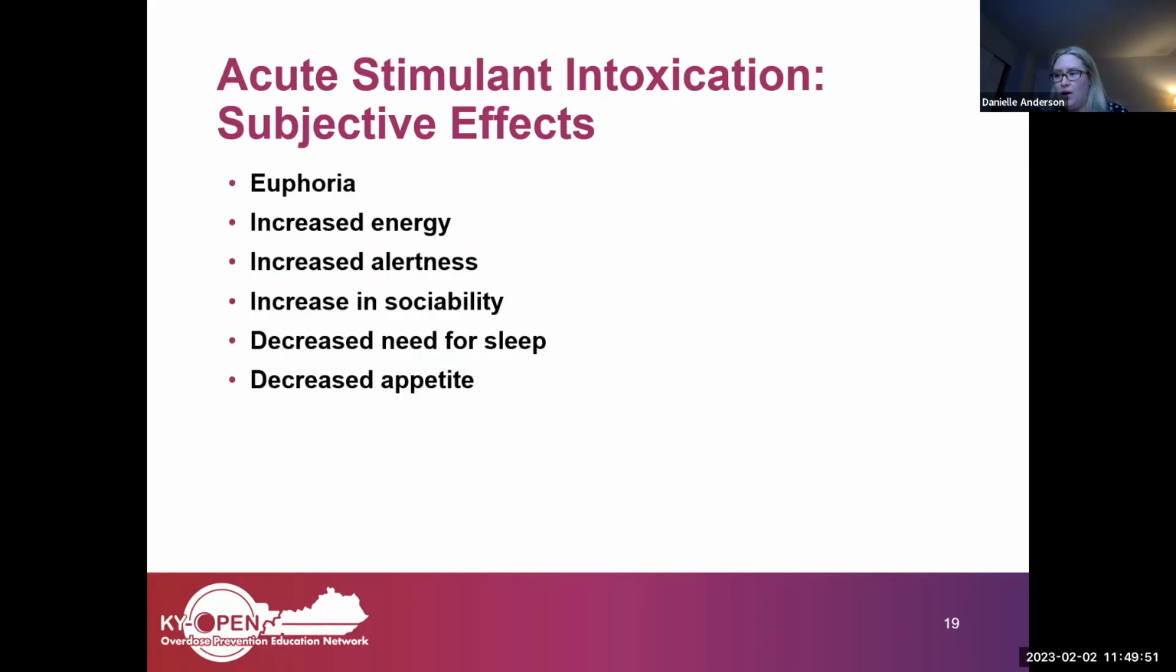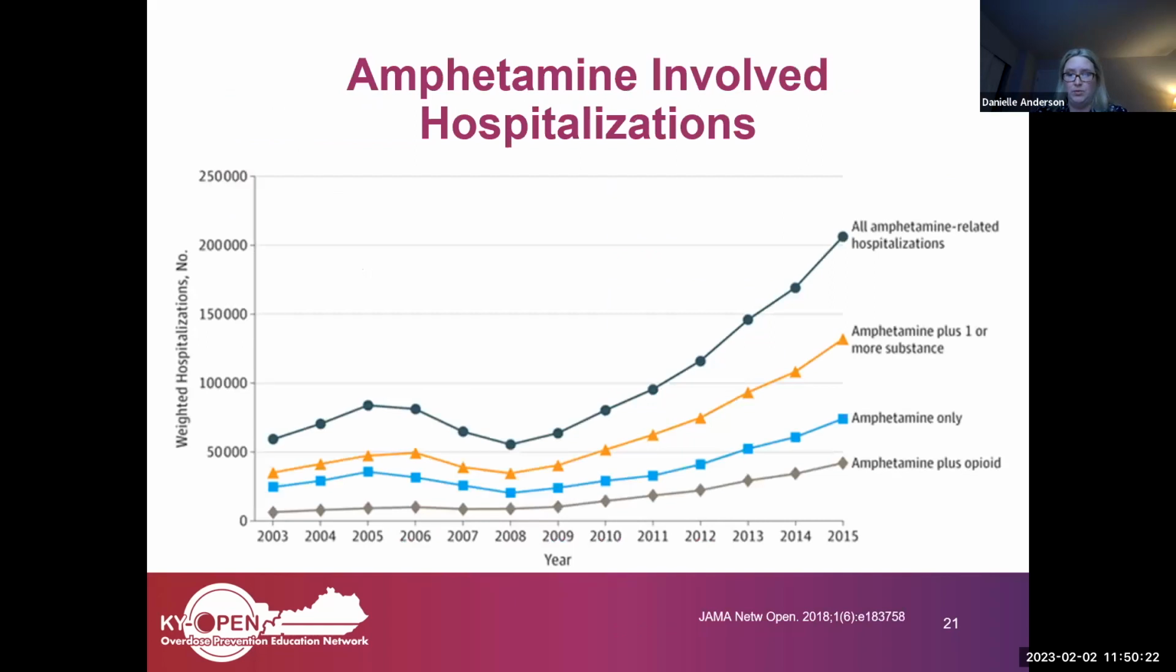As we saw on the previous slide, stimulants cause dopamine release that is much higher than the levels that occur in our typical activities. It's this increase that leads to the acute effects of stimulant intoxication, which can be euphoria or a very pleasurable feeling, increased energy, increased alertness, increased social ability, a decreased need for sleep or inability to fall asleep, and a decreased appetite. When we get this large dopamine release, the reward pathway is reinforced.